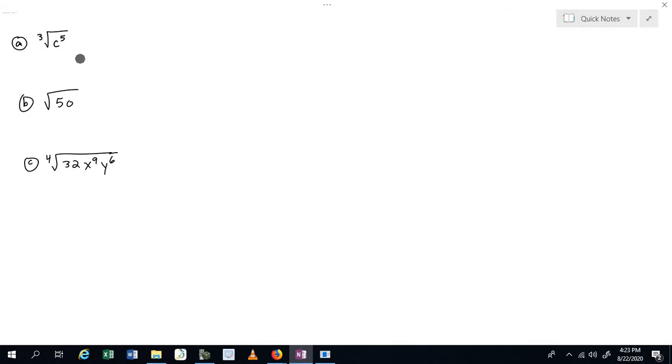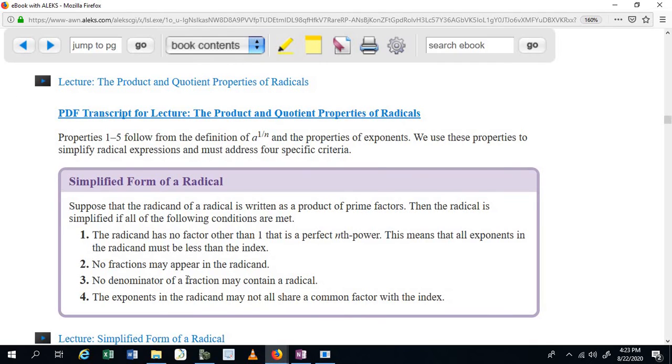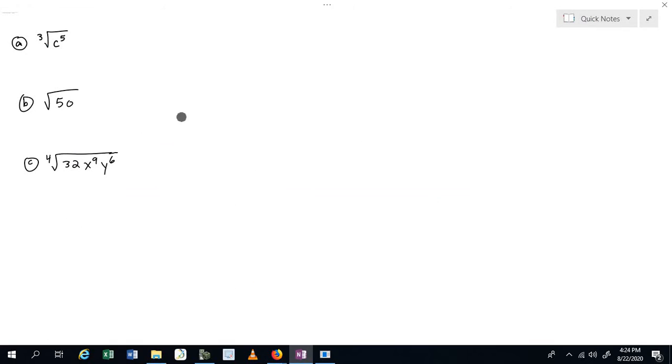Okay, so let's start with this one. This radical is not simplified. And why is that? It's because of this first property. So here it says this means that all exponents in the radicand must be less than the index. So if you look at this example, the exponent in the radicand is a 5, and it's not less than the index. So this is not considered simplified because it doesn't satisfy the first property.